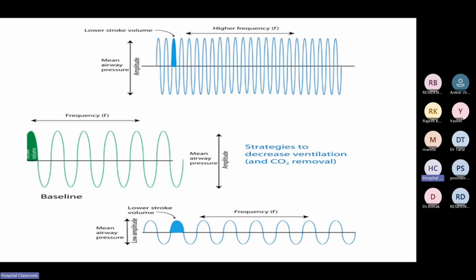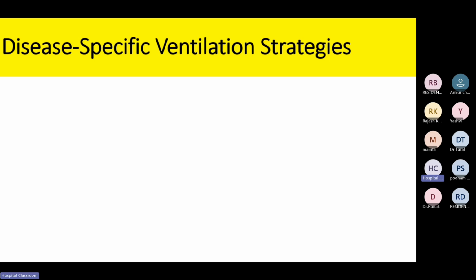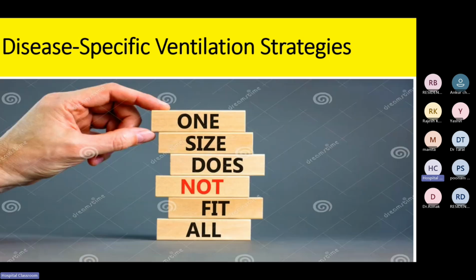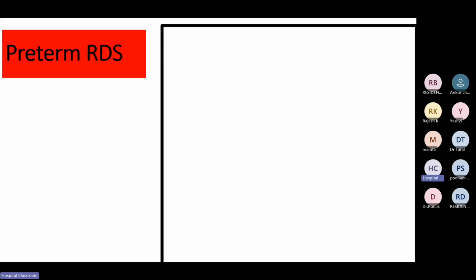So when I increase the frequency, again the area under the curve decreases, there is less time available for gas exchange. Okay, then coming to the last part, that is the disease specific ventilation strategies. So that is always what we say, that one size does not fit all. So it has to be tailor made, it has to be titrated as per the baby's lungs.